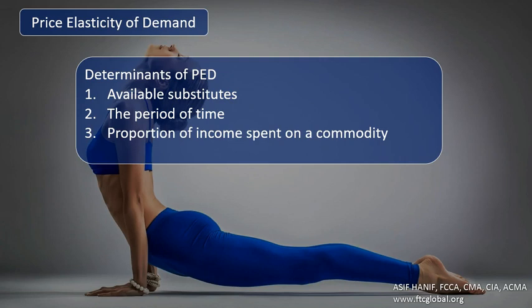Then finally, the proportion of income spent on a commodity. Let's say, how much money do we spend on purchasing salt or a newspaper? A very tiny amount. Even if the price of the newspaper is doubled from $1 to $2, we'll purchase the same quantity, since the amount we spend is very little. The proportion of our income is very little compared to the total spending we do. So any change in price will not have any significant effect upon the quantity demanded. So these are the 3 determinants. There can be many more, but at least they will cover the idea.